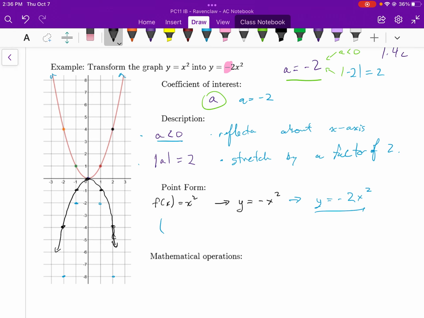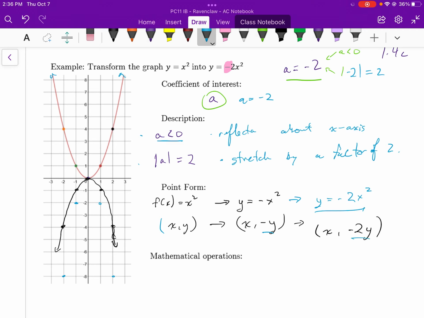So f of x is equal to x squared, and we start off with point x, y. When we reflected those points, they changed to point x comma -y. When we stretched the black graph by a factor of 2, we changed the y points and we simply multiply by 2. So we always build from the last transformation, and if we multiply the y values, which were -y, by 2, they change into -2y. So if I do that, this is the graph that I end up with.